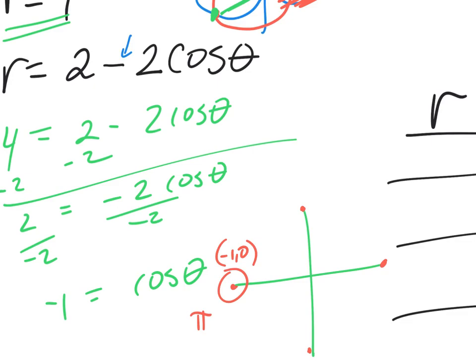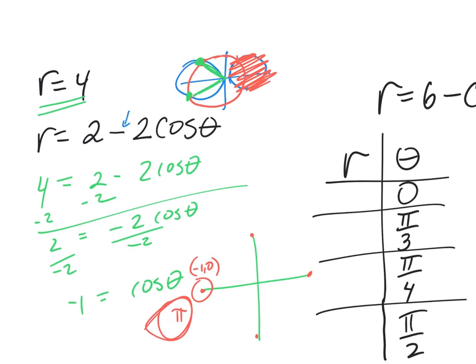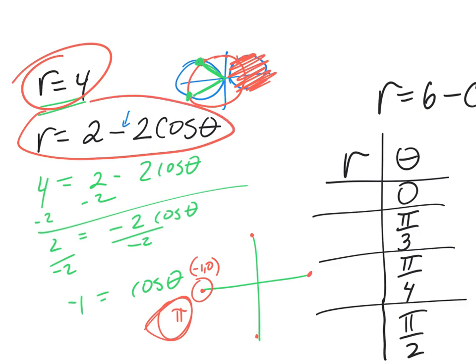A really common mistake is to say the answer is pi. That's the angle. The question was, where do these two touch? It's a spot in polar, and it's got to have an r and a theta. So the answer is 4 comma, r is 4 because of that, 4 comma pi. So that's where those two cross.